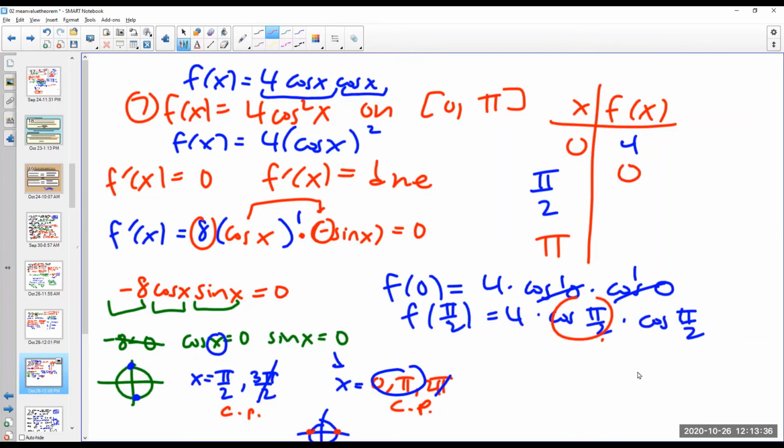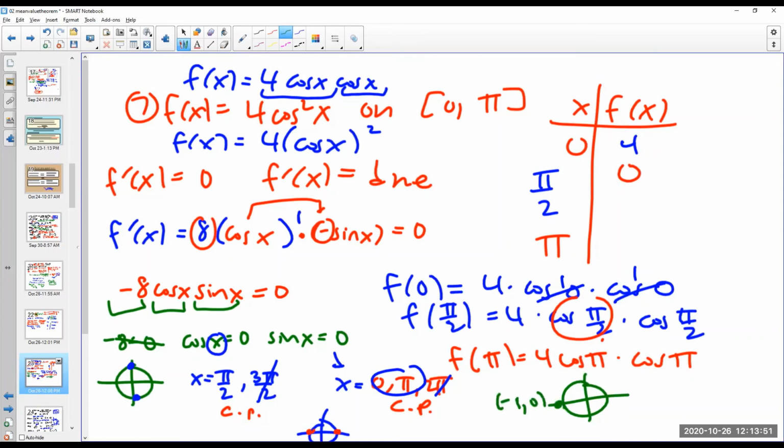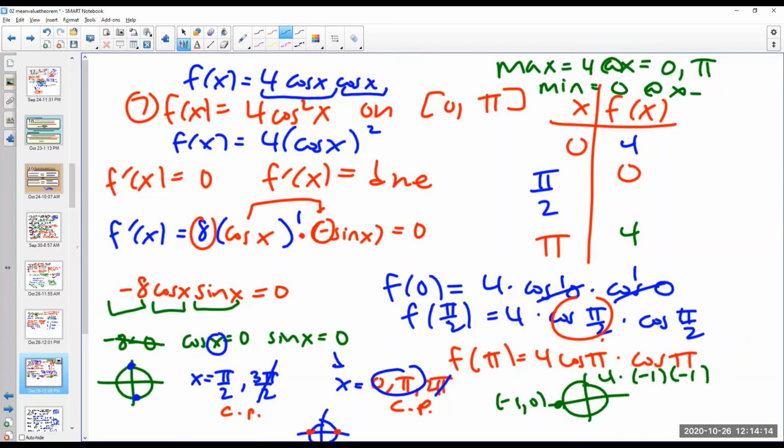All right, let's do f of pi. That's 4 times cosine of pi times cosine of pi. What's the cosine value? Here's pi over here, so be careful. What's the cosine value at pi? -1. So that's 4 times -1 times -1, which is just 4. Okay, so what's my highest value? 4. So you're going to say maximum equals 4 at x equals, actually you have two answers, at x equals 0 and at x equals pi. What's your minimum? 0. Where does that occur? At x equals pi over 2, and that is your answer.